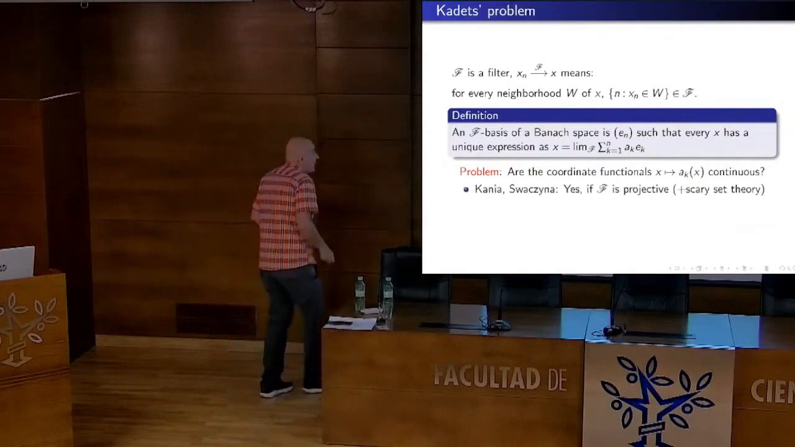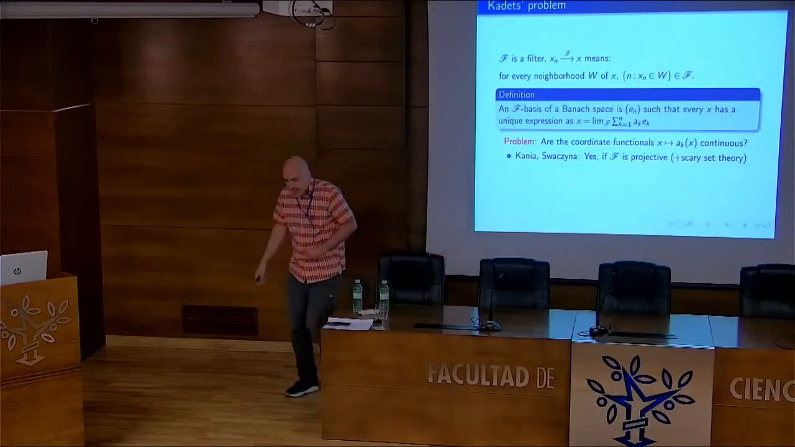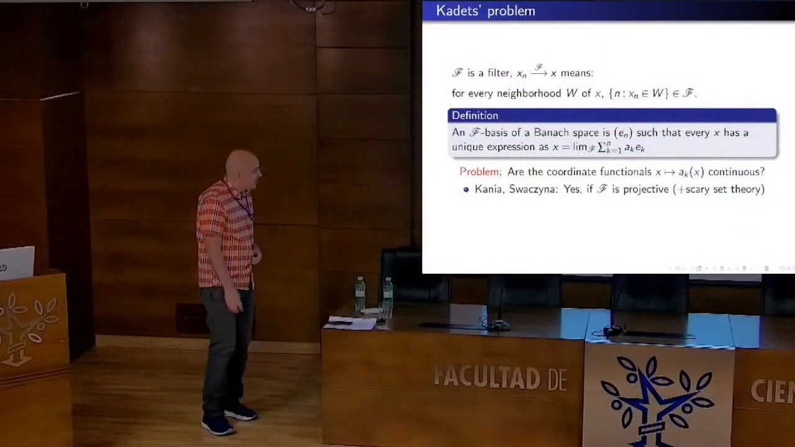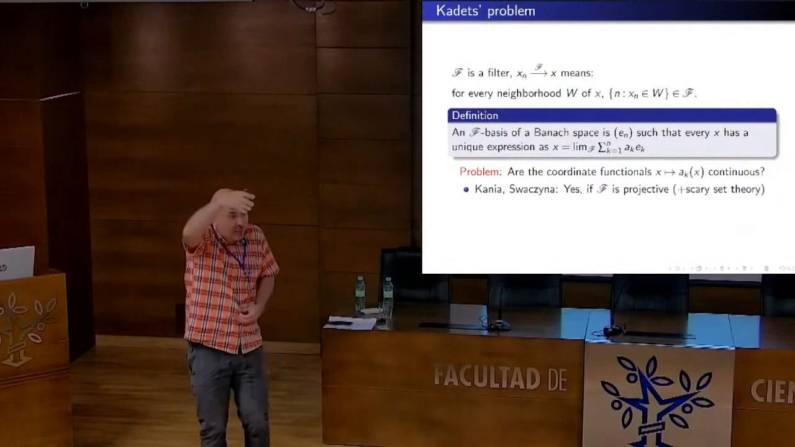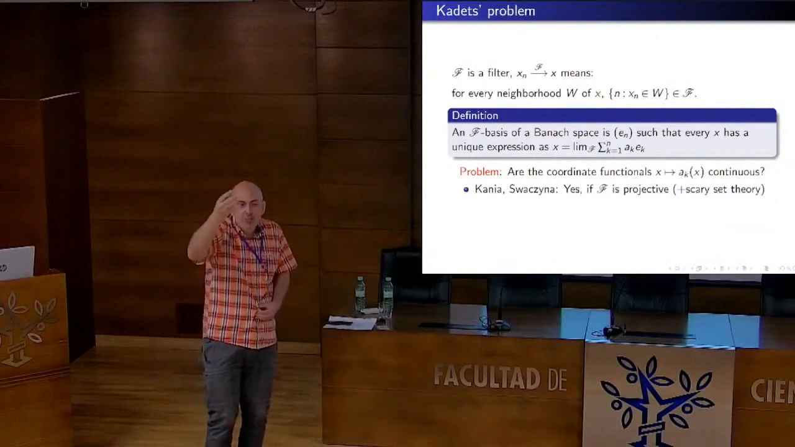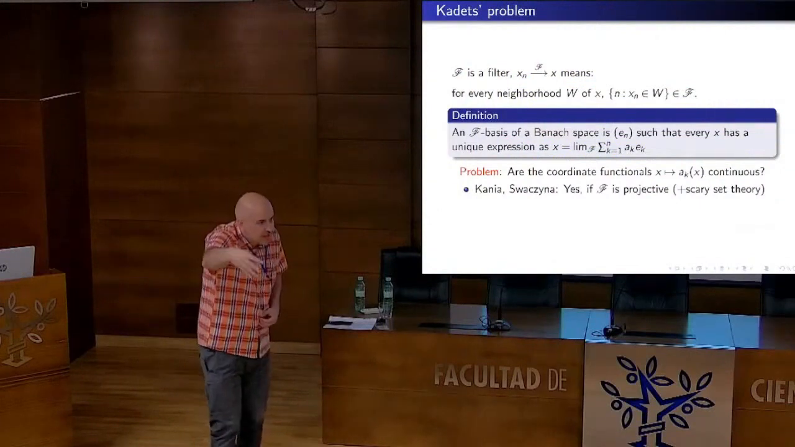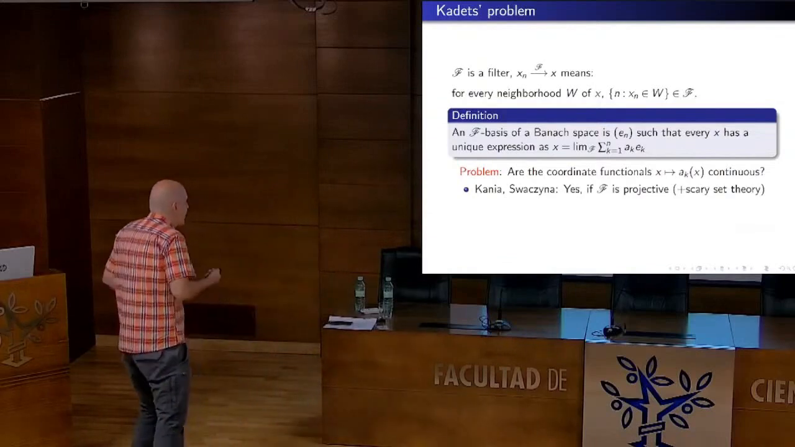Okay. The first answer to this, well, there were some partial answers before by Kochanek, but the first general answer was by Kania and Swaczyna, and they proved that if F is a projective set as a filter, so if it is a more or less reasonable set that you can describe with some quantifiers, and this covers the examples that Kadets had in mind, because he didn't want to apply this to some set theoretic filter, but to statistical convergence filters, or things that you define, they said yes.